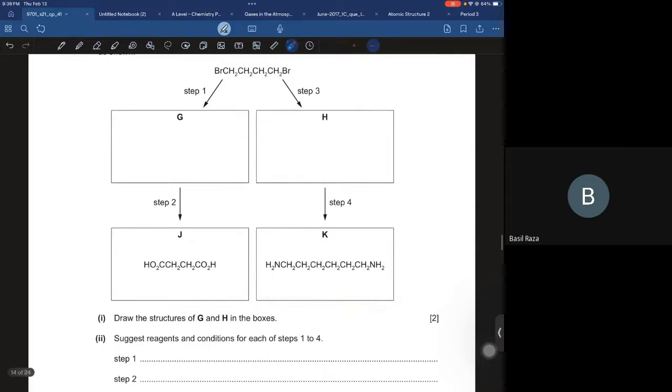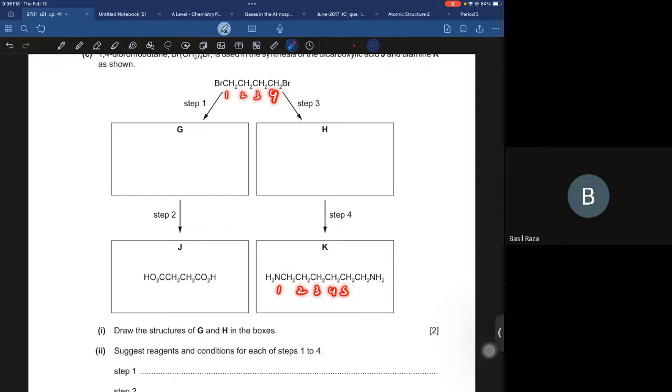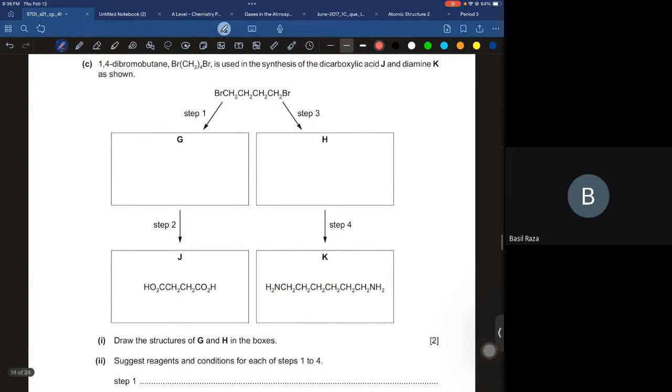Count the number of carbons in your reactant and in your final product. 1, 2, 3, 4. 1, 2, 3, 4, 5, 6. So many carbons. From 4 to 6. 1, 2, 3, 4, this is the same. So you have to think about that after looking at the reactant and the product.